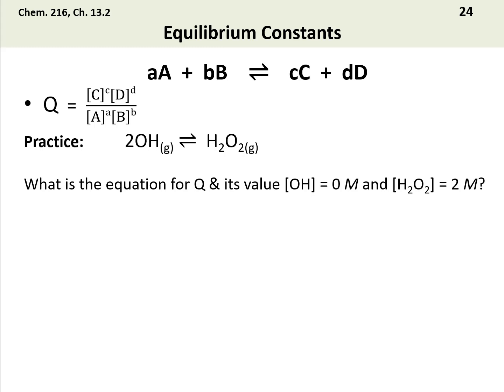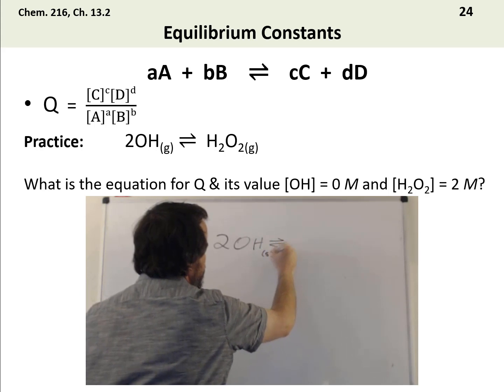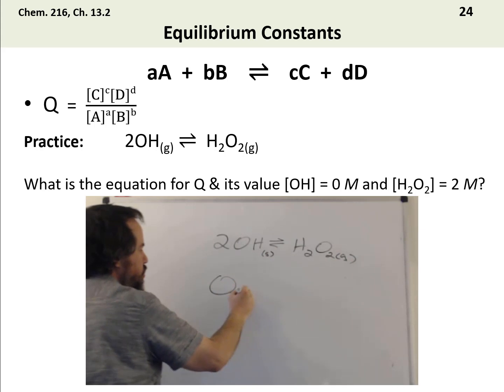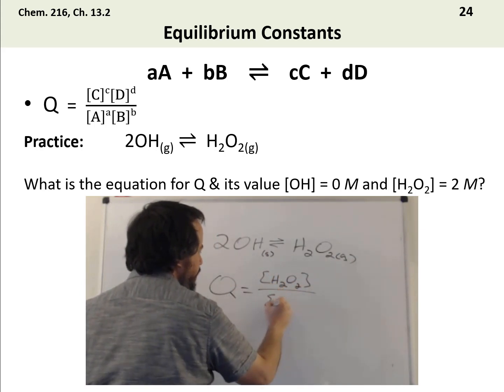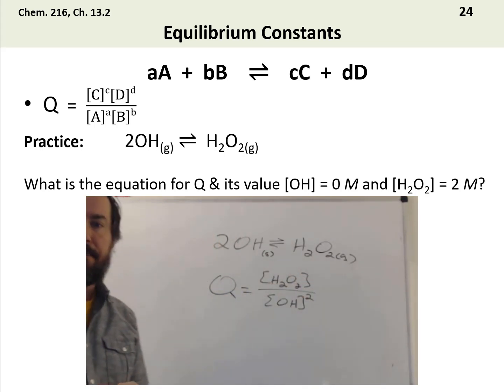All right. One other one. And this one, I'm actually going to do on the board again. So this is a reaction where I have some gas species. So I have 2OH going to form H2O2. All right, and so I can plug in for my Q. So my Q is H2O2 over OH squared. They're both gases, so they both appear.